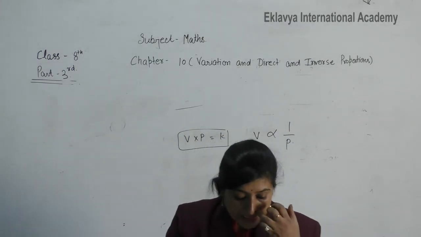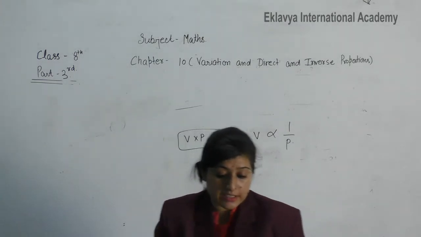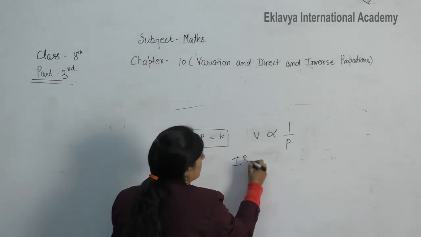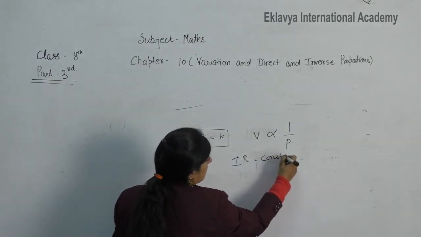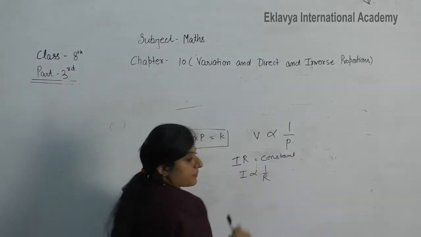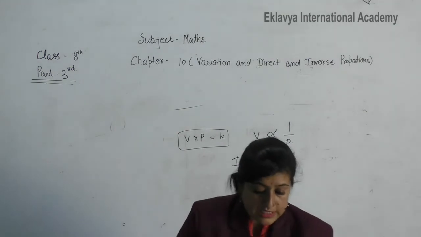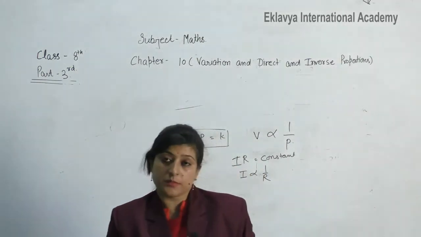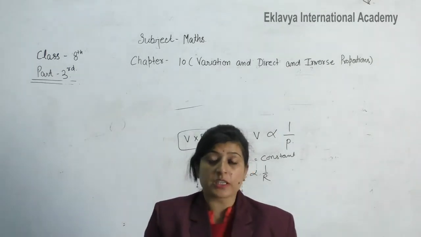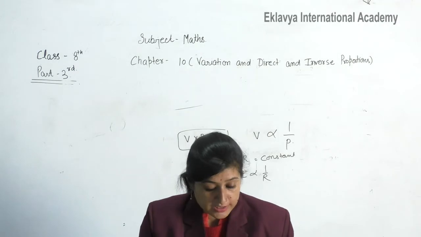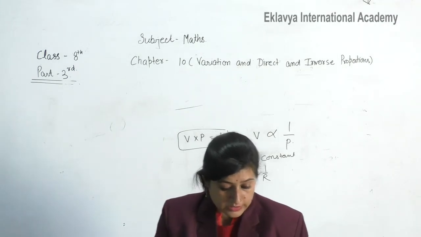The electric current I, at fixed voltage, varies inversely as the resistance R. Then you can say IR is equal to constant, or I proportional to 1 upon R. Frequency f of an electromagnetic wave is inversely proportional to the length. It means f proportional to 1 upon L, or you can say f into L is equal to constant. Second type of question you can do easily.